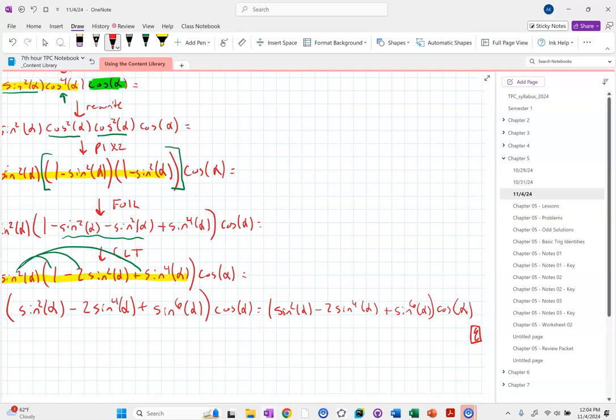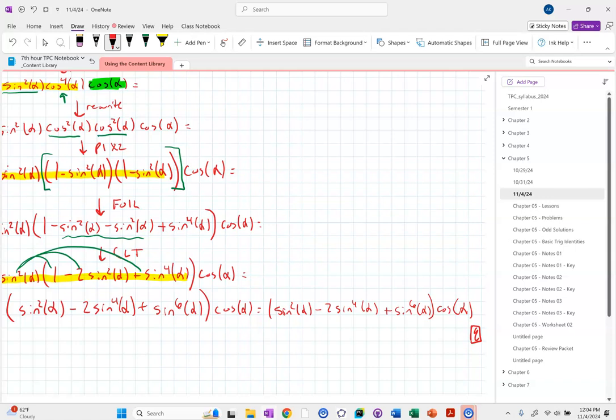Now, had you started on the other side, the work would be ostensibly the same, but instead of foiling, you would have had to factor. And again, if I have my choice between foil and factor, I'll pick foil every day of the week over factoring. It's a much simpler process, but still doable for us if you chose to go the factoring route.